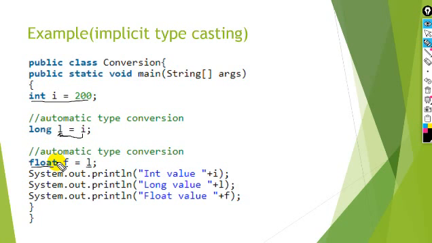So we can easily give a value to this and there will be no error. Okay, so this is called implicit conversion, type casting or data type conversion.